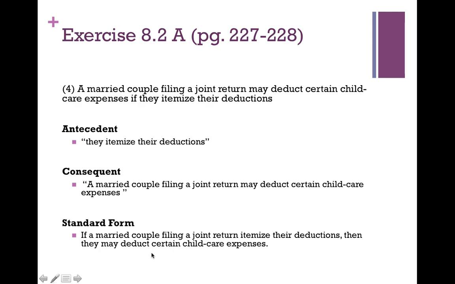But this sentence up here is to put it in standard form like I've done here. Like I said, if you had worded it a little bit differently, if instead of taking married couple filing a joint return and using that in place of they, you had just said if they itemize their deductions, then a married couple filing a joint return, and so on, that's perfectly fine too. So the only modification I made is I just began with married couple filing a joint return instead of they. Like I said, for stylistic reasons, nothing else.